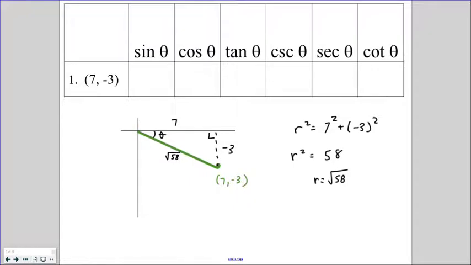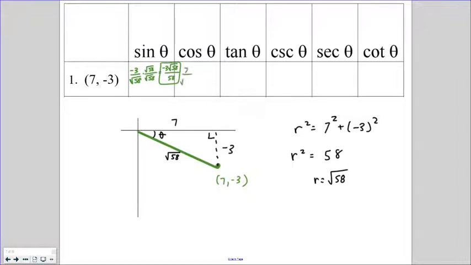Sine then is always the side opposite over the hypotenuse, so -3 over the square root of 58. The problem is that this is not rationalized, and we always want to make sure that we rationalize our final answers. You can never leave a radical in the denominator, so I'm going to multiply top and bottom by root 58 over root 58. So our final answer is negative 3 root 58 over 58. If you can do that in your head, you don't need to worry too much about showing me the work there.